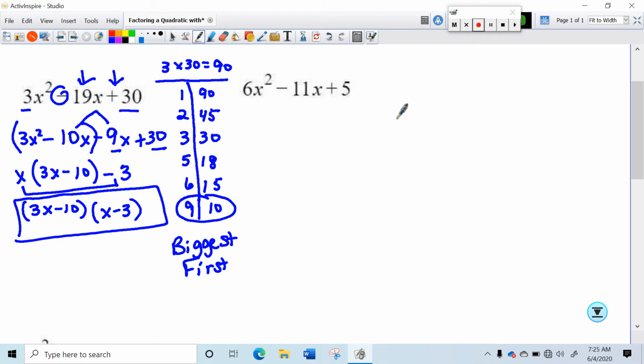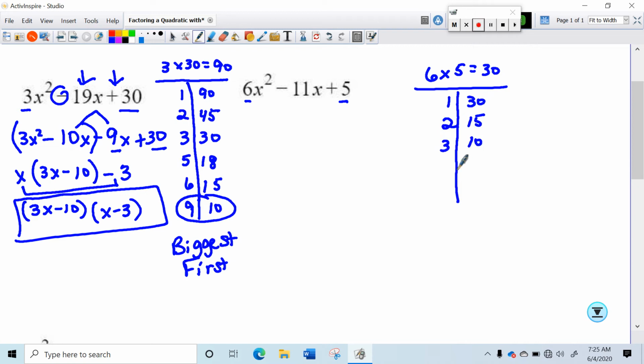So again, multiply the first and last number. 6 times 5 equals 30. I'm going to make a T table with factors of 30 that I'm going to use in a moment. So 30 divided by 1 is 30. 30 divided by 2 is 15. 30 divided by 3 is 10. 4 doesn't work. 30 divided by 5 is 6. And you're repeating, so you're finished.